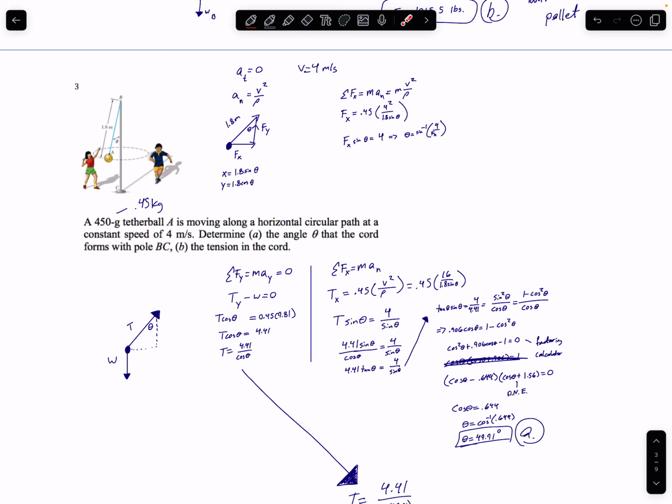For question number 3, we have a 450 gram tether ball, 0.45 kilograms, moving along a horizontal circular path at a constant speed of 4 meters per second, so that means there is no tangential acceleration. We need to determine the angle that the cord forms with the pole and the tension in the cord.